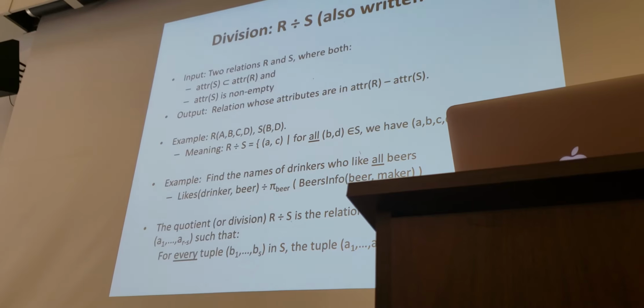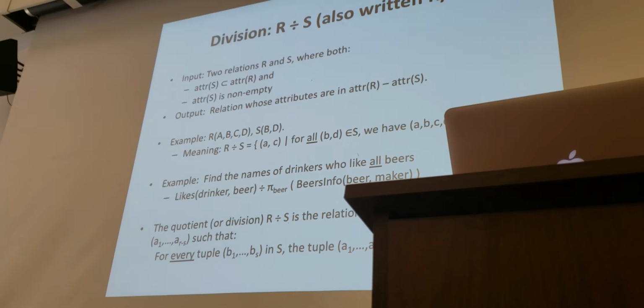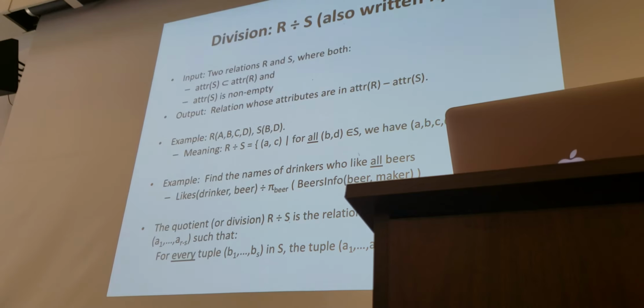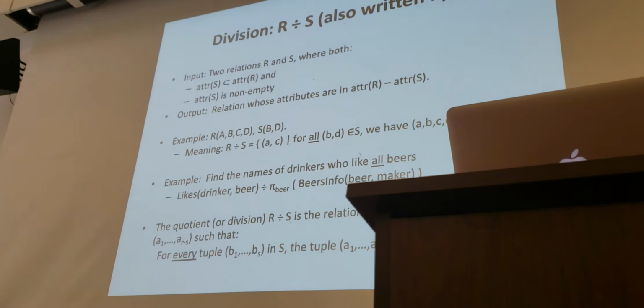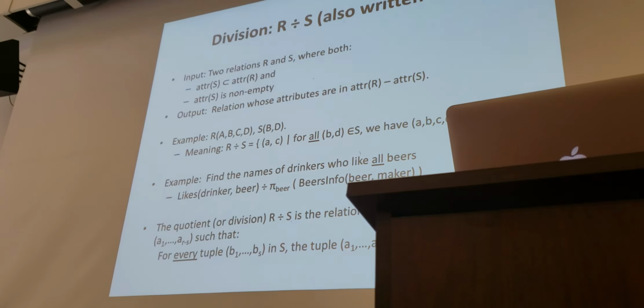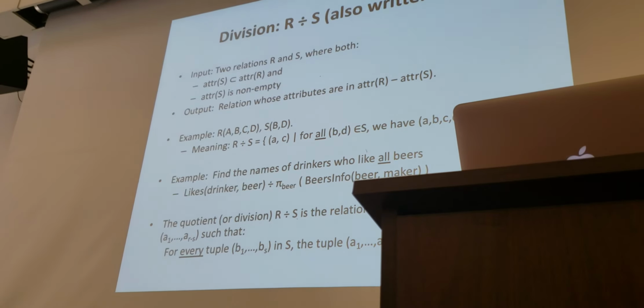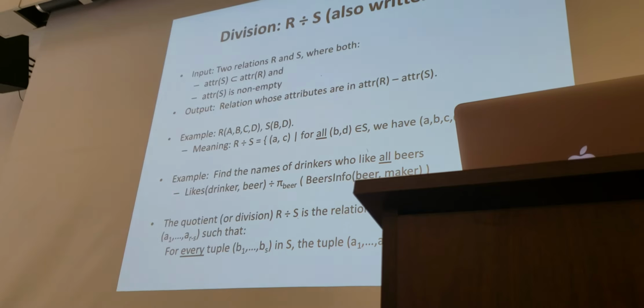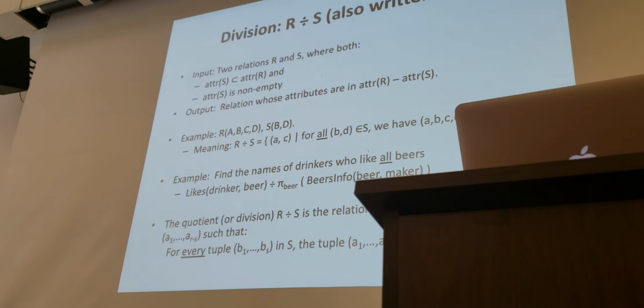This is a hard one. 2 relations R and S where the attributes of S are a proper subset of the attributes of R. So all the attributes of S appear in R as attributes as well. And attributes of S are non-empty, so it's not an empty set. And the result is going to be a relation whose attributes are all the attributes that appear in R except for the ones that appear in S. Again, remember, attributes of S is a subset of attributes of R. So basically, here's what's going on. We're going to keep the things that are in attributes of R minus S. We're going to keep the values.